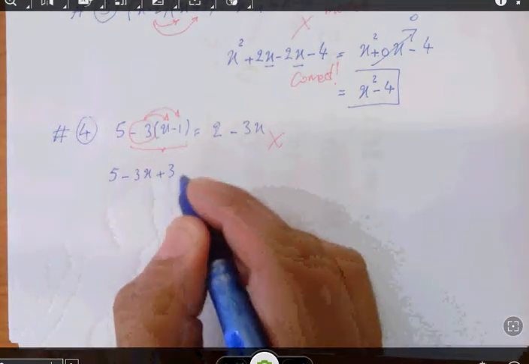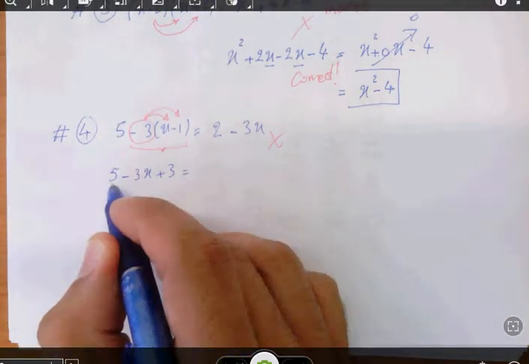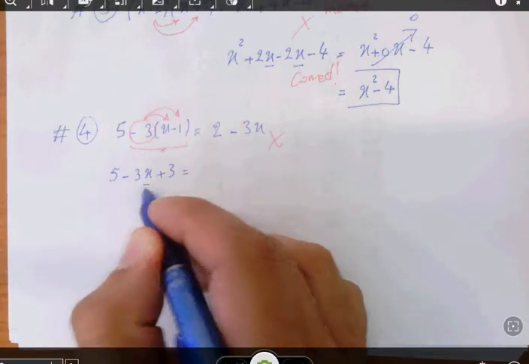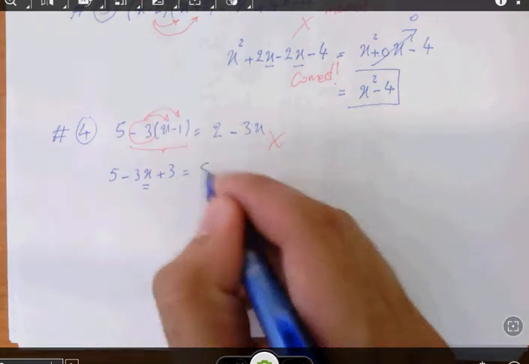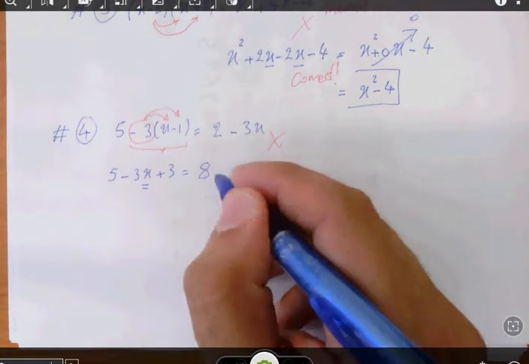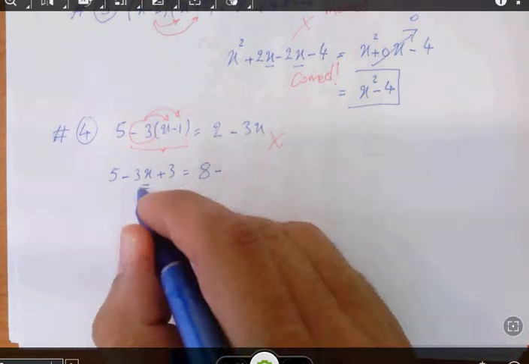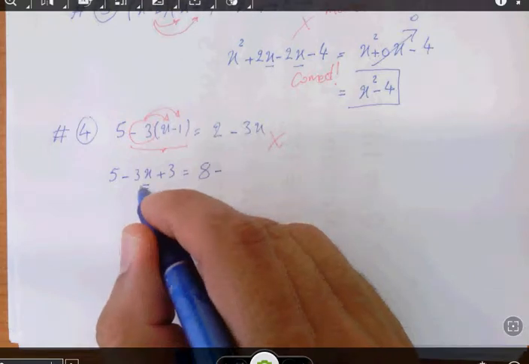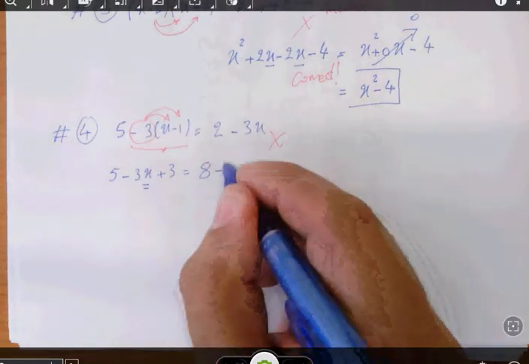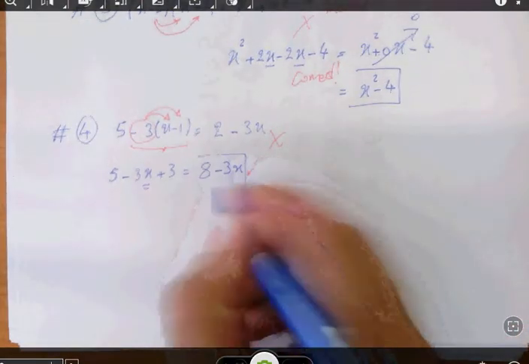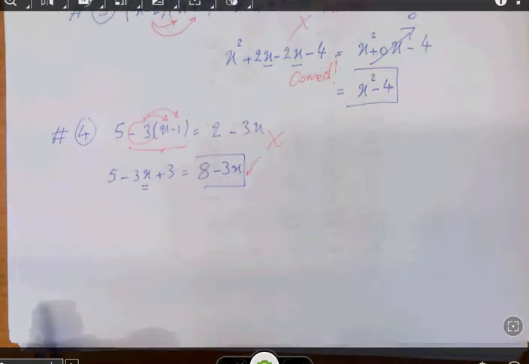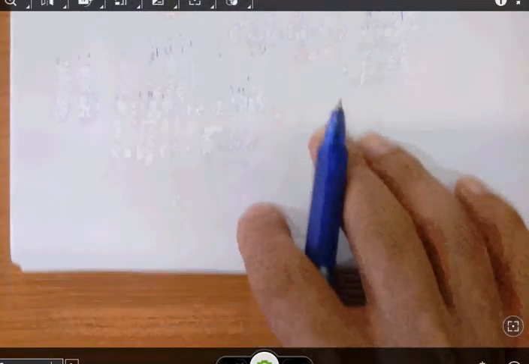What do I end up with now? It's actually 5. There's no like terms for x, right? There's nothing there. But 5 plus 3 is 8. Minus, what do I have left from x's? Negative 3, right? See? Negative 3x. This is correct. Compare that answer to this answer. Last one. I'll leave this up here.